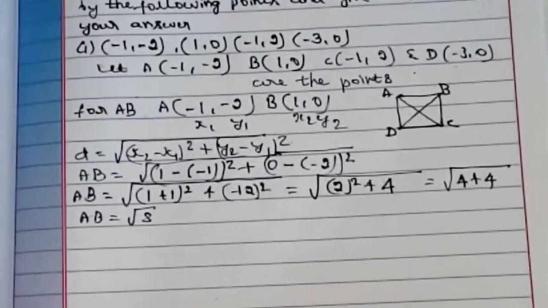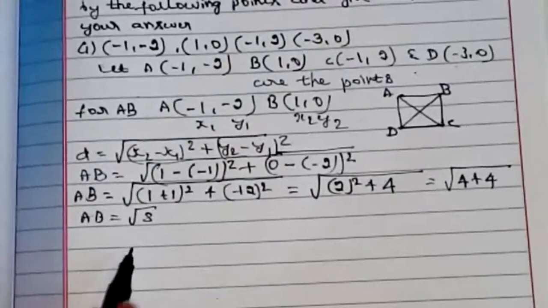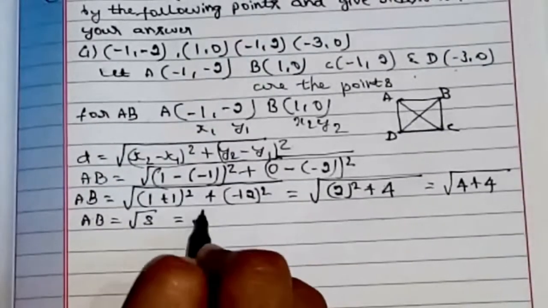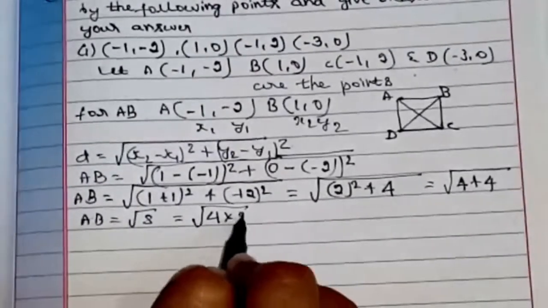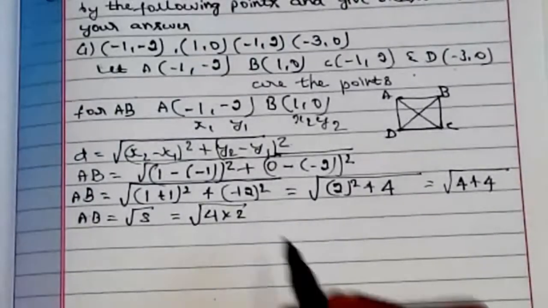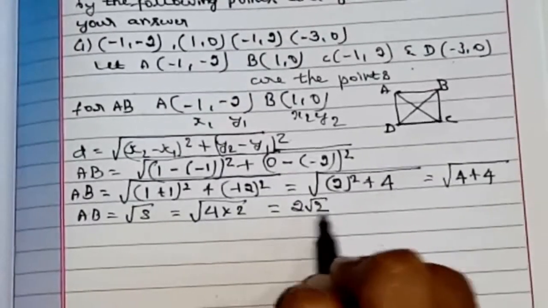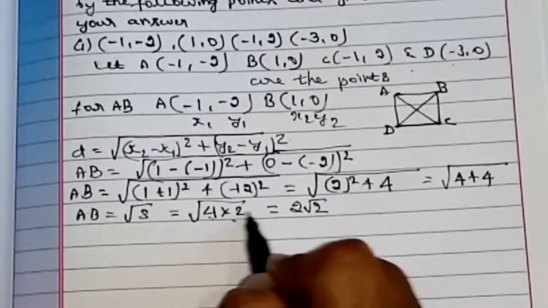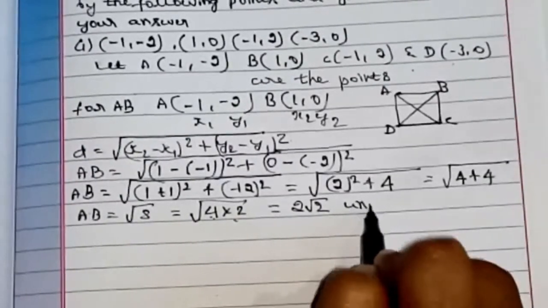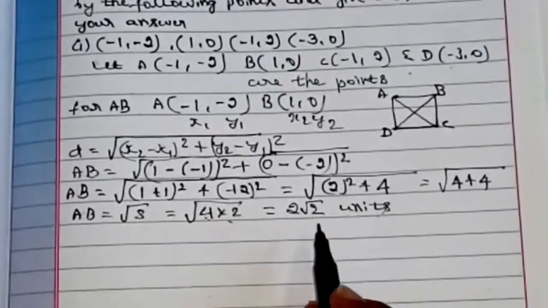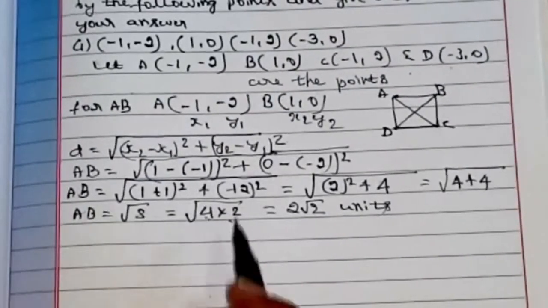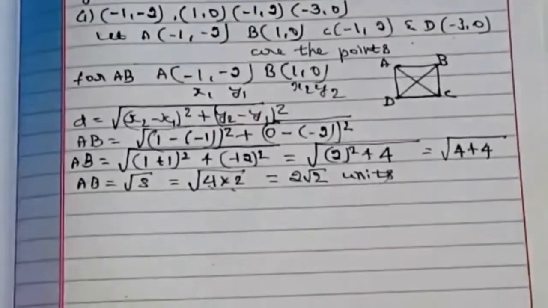You already know that root 8 can be written as root 4 into 2. Now take out the square root of 4, so the answer is 2 root 2. The square root of 4 is 2, and the remaining is root 2. So 2 root 2 units is the distance between A and B. Now find the distance for BC.